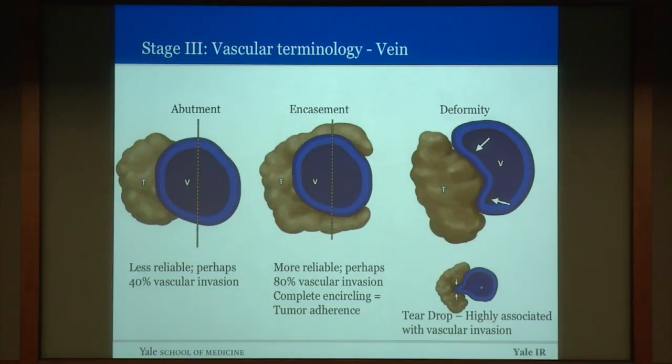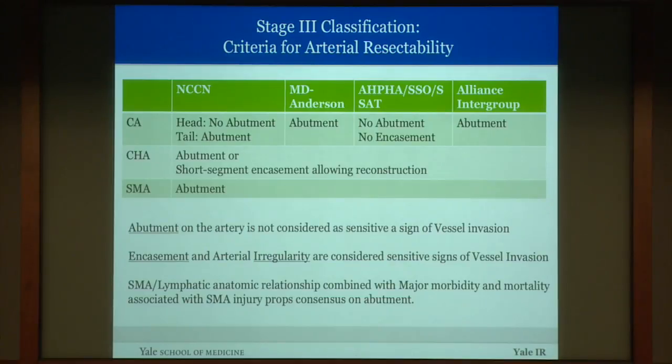or another unique imaging finding on a vein called the teardrop deformity. Essentially, a lot of these tumors produce scar tissue, and the tumor is essentially pulling in a little bit of the vein, and it suggests a higher degree again of vessel invasion. So again, we're talking about criteria for arterial resectability, borderline versus locally advanced.